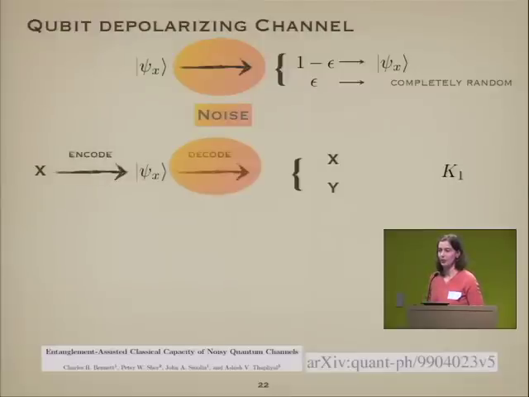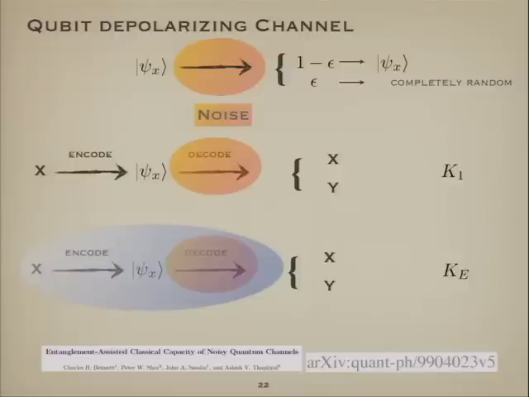And now, if you would like to encode your classical information x, so x could be adenine, thymine, or whatever, you encode that in a certain wave function. You send it through your noisy channel, and with some probability, you recover x. But in some cases, you guess incorrectly, and you recover y. So how often you guess correctly and how often you guess incorrectly is characterized by this channel capacity K1.